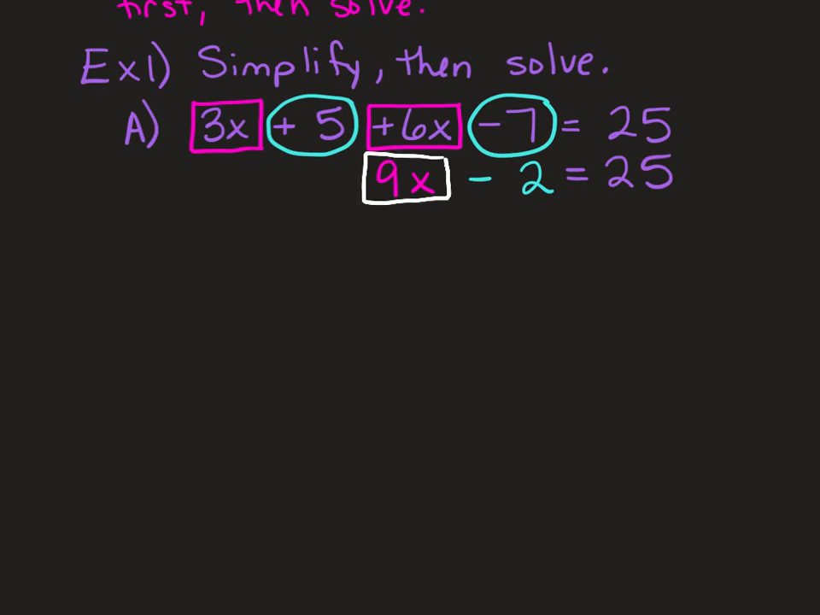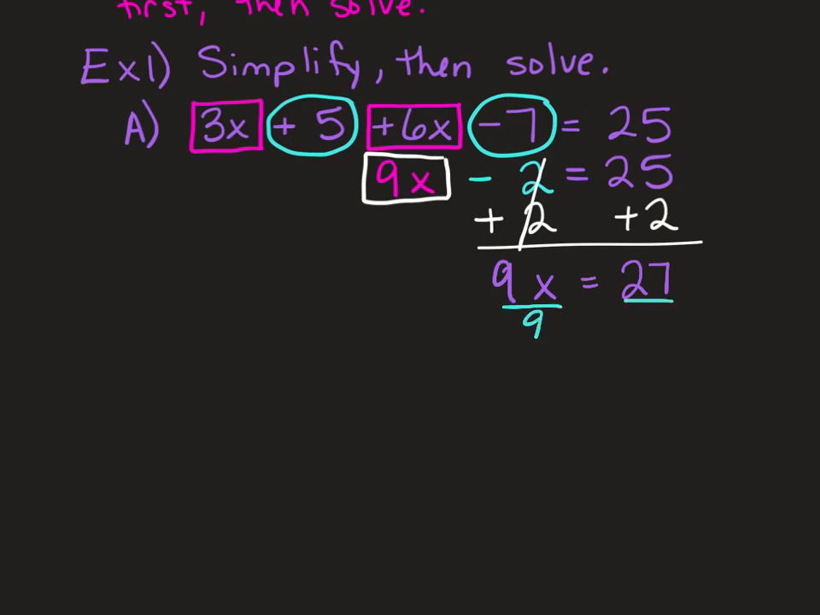So we want to get the term 9x by itself first because we're trying to solve for x. So we're going to undo this minus 2 from both sides. We can get rid of this minus 2 by adding 2 to both sides of the equation. When we do that, we've got 9x equals 27. And then last, to get x by itself, we'll divide both sides by 9. And we get x equals 3.